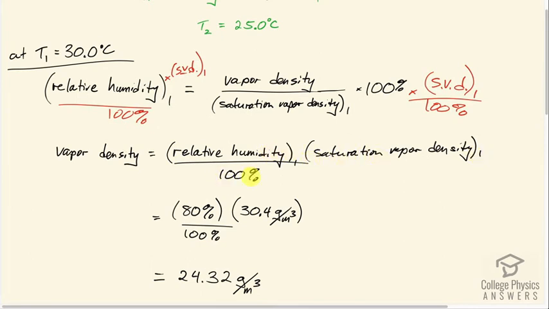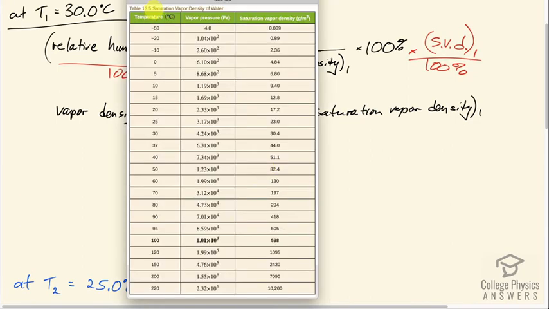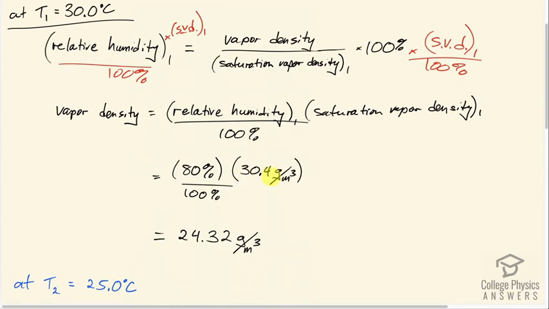divided by 100%. So that's 80% divided by 100% times the saturation vapor density that we look up in table 13.5. So at 30 degrees Celsius, we have a saturation vapor density in grams per cubic meter of 30.4. So we plug that number in here, and we get the vapor density is 24.32 grams per cubic meter.